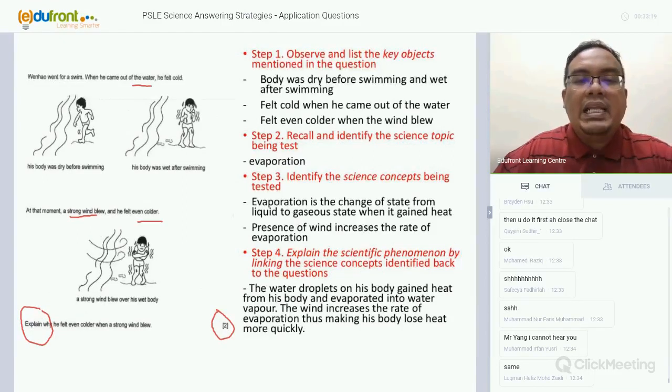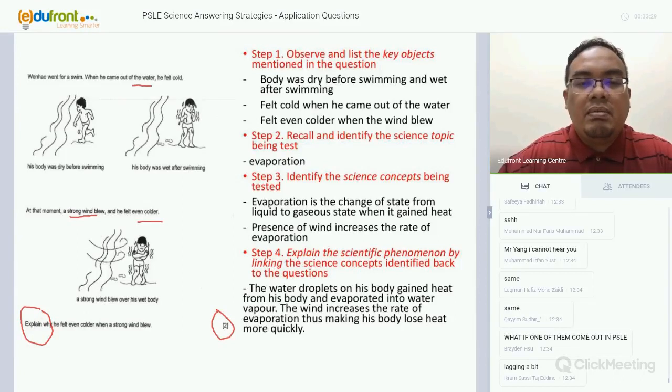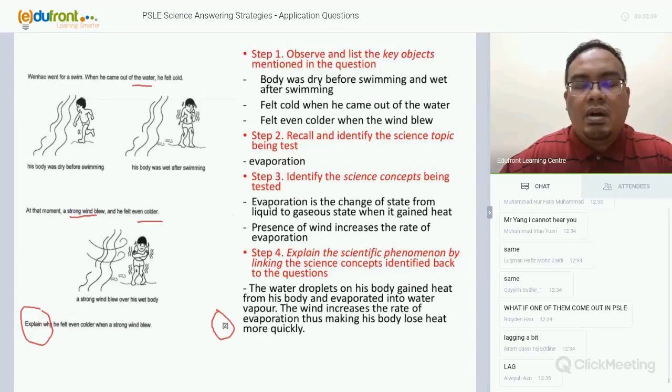Step number 3, identify the science concept being tested. Now let's recall what evaporation means. Evaporation is a change of state from a liquid state to a gas state. This will happen only when it is able to gain heat. And the second concept that you need to know, when the strong wind blows, he felt even colder. Why? Again, you learned the factors affecting the rate of evaporation. One of the factors affecting the rate of evaporation is the presence of wind.